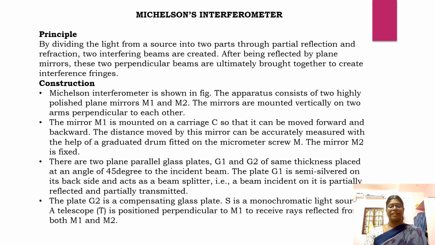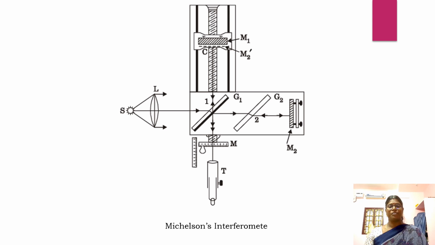Next, construction. The Michelson interferometer is shown in the figure. Here the light from the source S is collimated using the collimating lens L. The parallel beam of light is made to be incident on the glass plate G1. G1 is a semi-silvered glass plate.